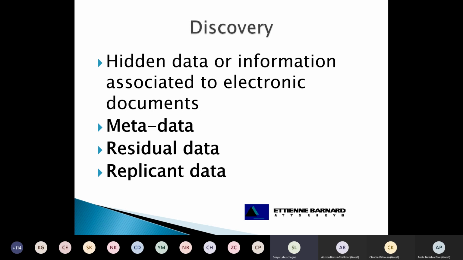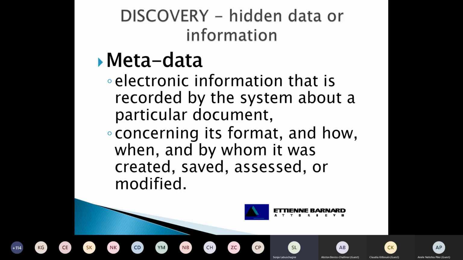So we get hidden data or information associated with electronic data, which we are allowed to ask for. And we get three different kinds: metadata, residual data, or replicant data. Metadata is basically the recording on the system about a particular document. So the format, how, when, and by whom it was created, saved, accessed, or modified.